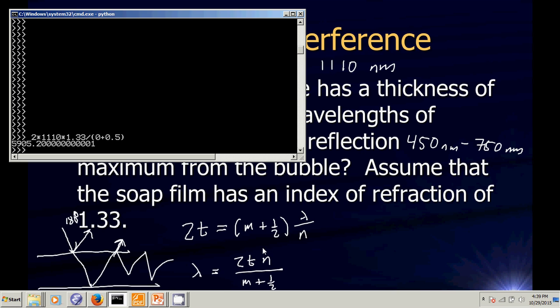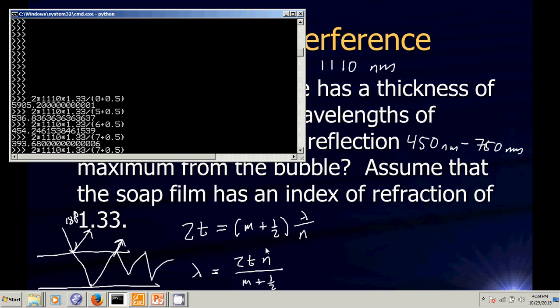Let's start with m equals 0 and see what we get. Okay, that is way off. That's not even close to being in the visible range. So let's try another number. How about 5? Okay, 5 works. That's within our range. How about 6? 6 works. 7 is outside of our range, so that's no good. 5 and 6 are good. Let's go below 5. How about 4? 4 works. How about 3? 3 is outside of our visible range.